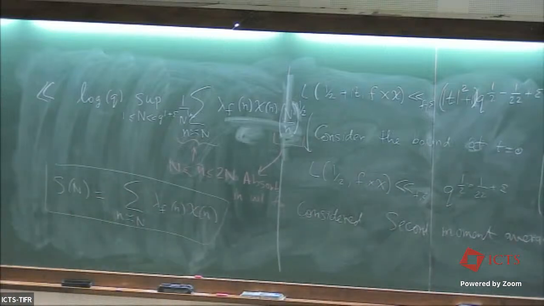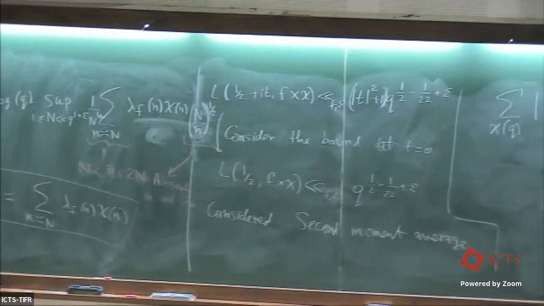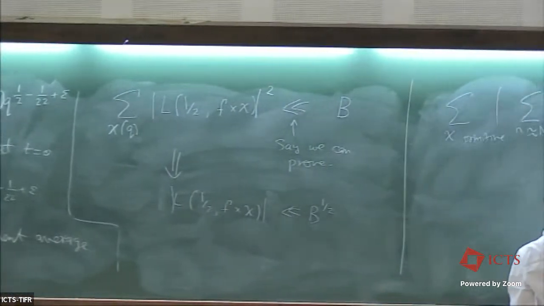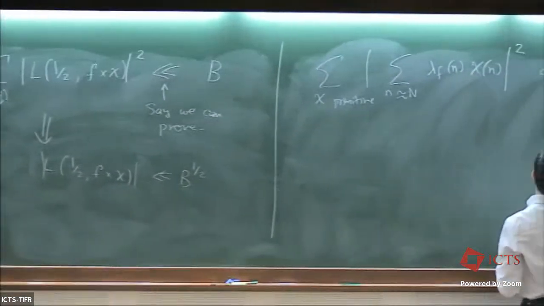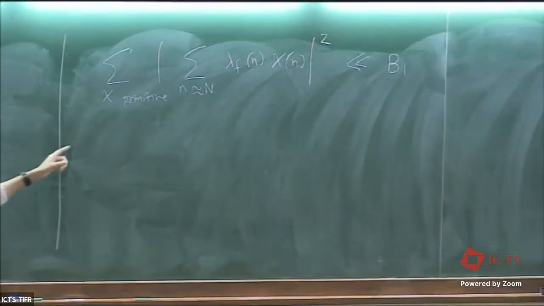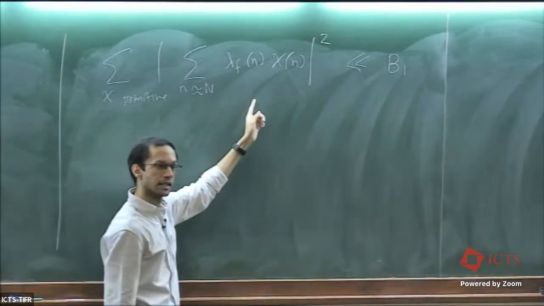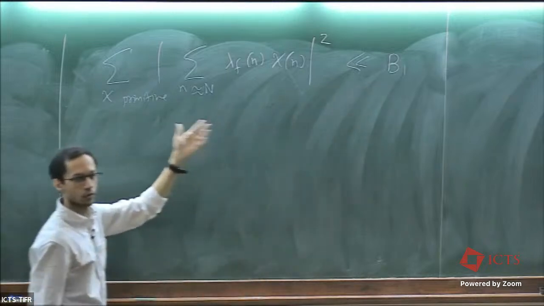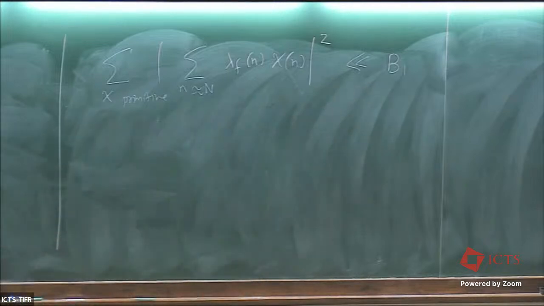So what they did was they considered this particular second moment. So they considered second moment of this Sn. So let's write this lambda Fn chi n. And again, if you're able to get a bound for this, then you can drop all the other terms, just get one of these, and then the bound that you get for one of these is square root of b1. Then you divide by square root of big N, and that gives you a bound for the L function.